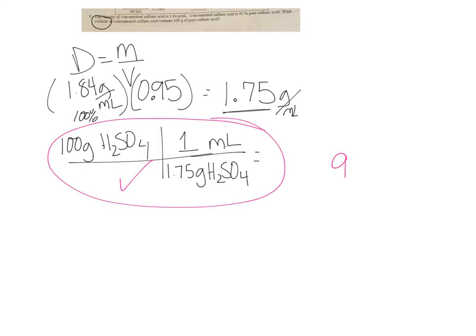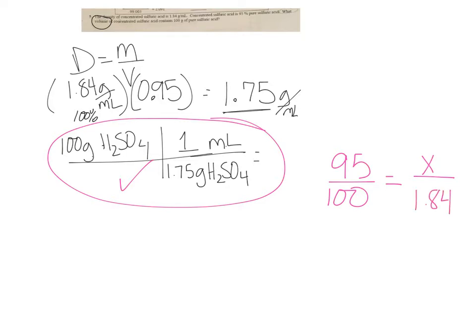And that is that you said 95 is to 100, right? So 95% versus 100% is the same as something to 1.84, okay?